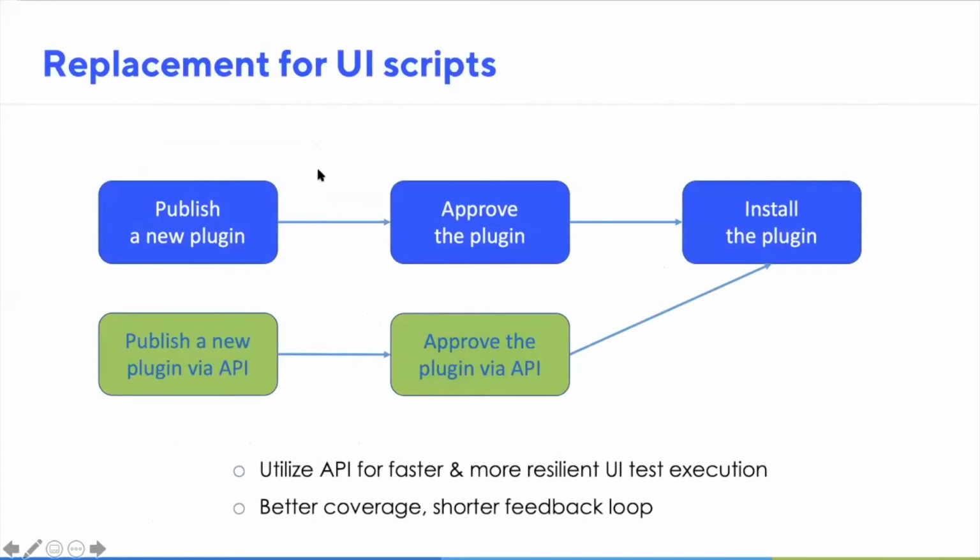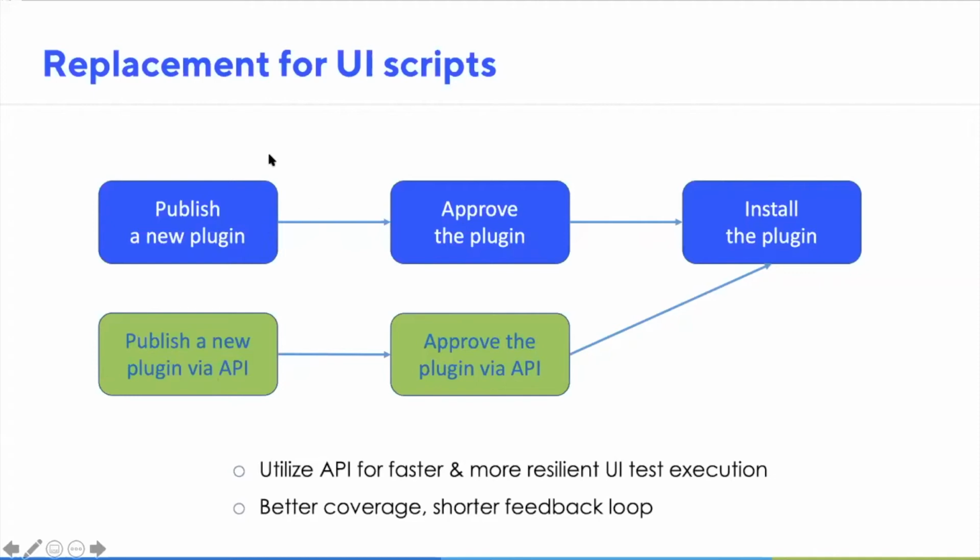Secondly, it's a kind of replacement for UI script. Let's say I have a scenario in the Katalon Store, which I will introduce to you shortly. You have the test case where you publish a new plugin, then an admin approves your plugin, and you go there and install the plugin to use. So this is a very long UI script with a lot of interaction. One way to deal with that is to create an API to publish the plugin and an API to approve the plugin.